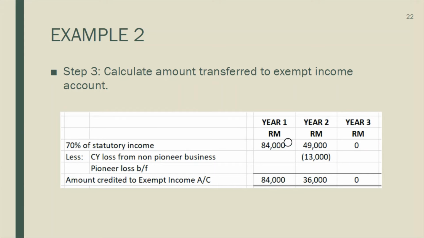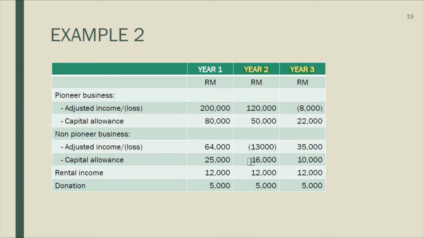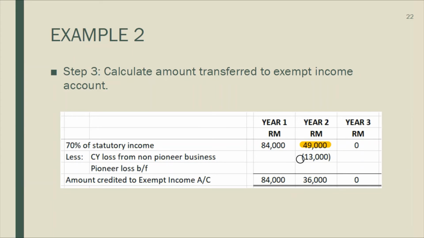Okay, let's finish step 3 for year 2 first. For step 3, you calculate 70% of statutory income. So 70% of 70,000 is 49,000. Okay, so minus you have current year loss from non-pioneer business. This one 13,000 will have to be deducted against the 70% of statutory income. So deduct 13,000 here, so amount credited to exempt income account is 36,000 only.